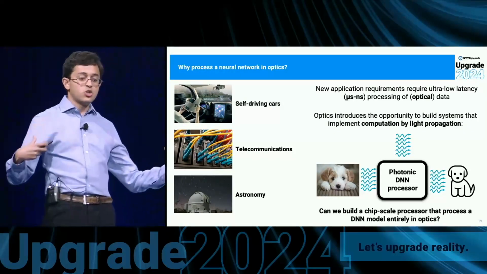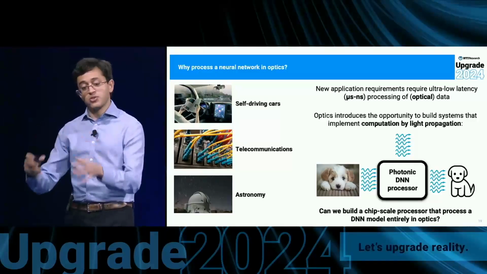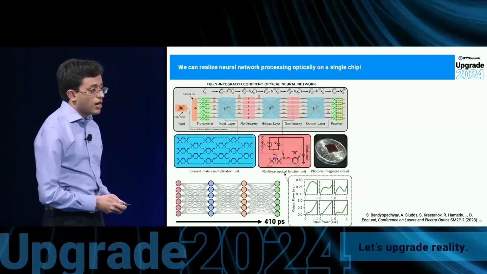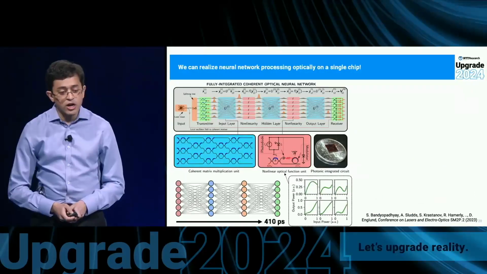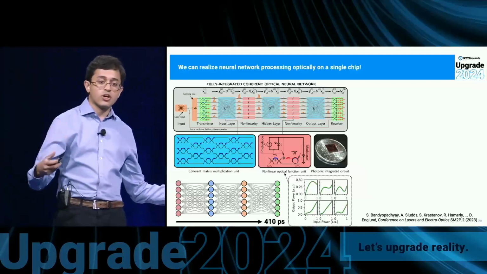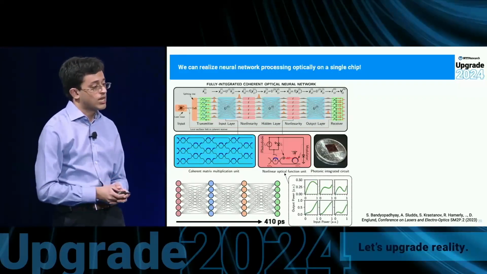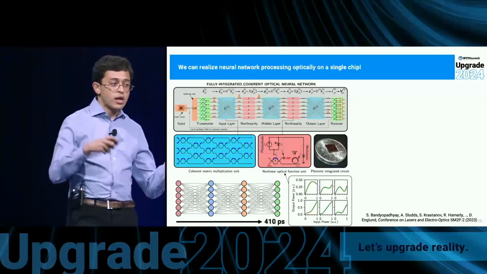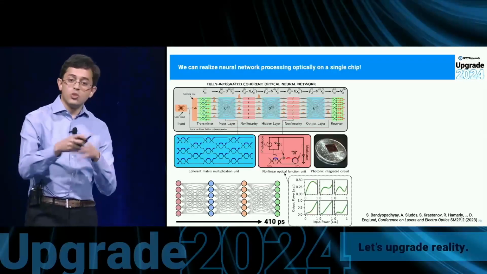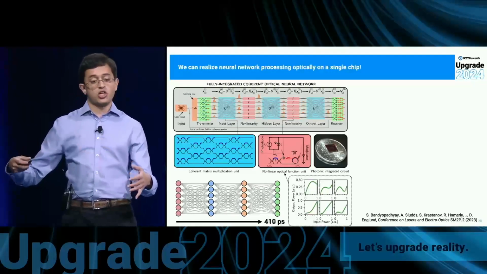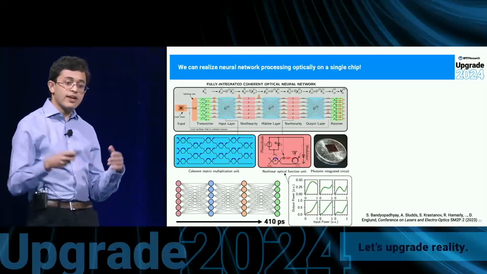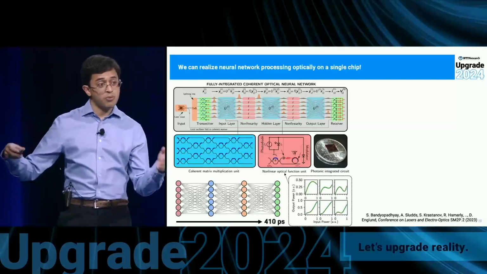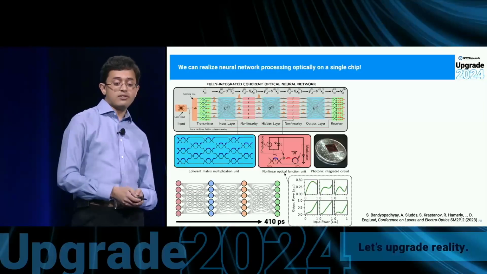And so this led us to consider the question, are we able to build chip-scale systems that process DNN models entirely in optics? And so this is a system developed in a collaboration with MIT where we did this. So we created a photonic integrated circuit fabricated in a commercial silicon photonic process that realizes neural network processing entirely in optics. So we were able to encode data onto the optical domain. We do all the computation, both linear and nonlinear computation optically, and then we're able to read out. And what's very nice about this is that it's very fast. So we're able to classify signals in this chip in optics in less than half a nanosecond.